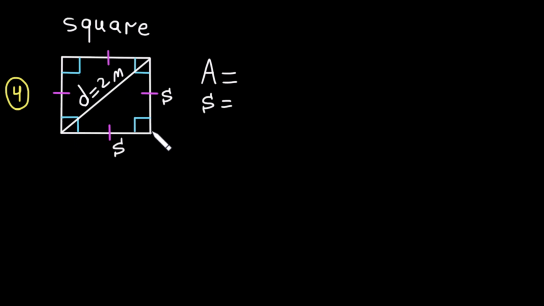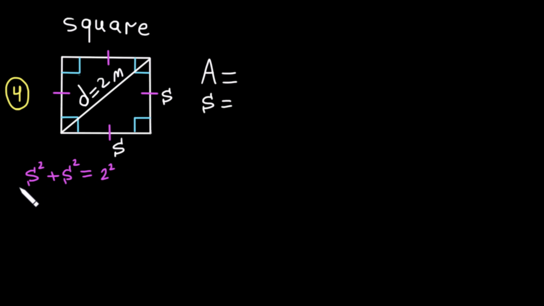Now, let's find the area of this square. You can see here, this is a right triangle. The diagonal of a square forms a right triangle inside this square. To find the area, we will use the Pythagorean theorem to find this side. Then from this side, we will find the area. Using the Pythagorean theorem, which says that this s squared plus this s squared equals the diagonal squared, which is 2 squared. So using the Pythagorean theorem, we can find this s.